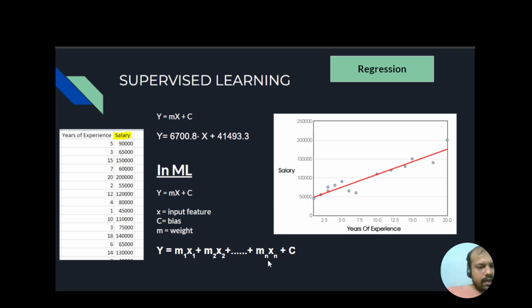Once it has that value, it will remove this M1 and put that value in. So M1 value, say 3 is there, M2 is 2, suppose for example, and C is 5, right? It will have that mathematical equation with it. And now whenever I provide the value of x1, x2, x3, right, it will give me a value of y.